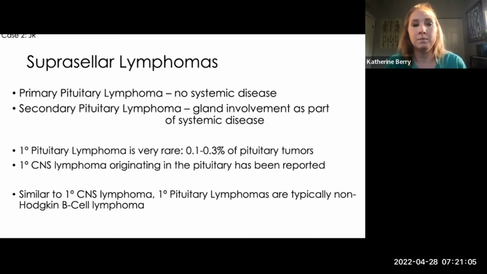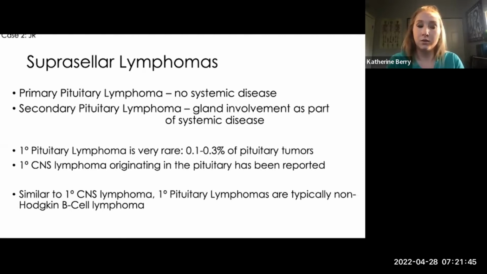And I just want to distinguish, there's a couple ways you can get lymphoma in the CNS. So there's one way you can have a primary pituitary lymphoma, which means you don't have systemic disease, you don't have other CNS involvement, and you just have the pituitary gland with lymphoma. This is very rare. You can also have secondary pituitary lymphoma, meaning the gland is involved as part of systemic disease. So when we say primary pituitary lymphoma, that's the one I described, where it's just in the pituitary gland, not anywhere else, including in the CNS. And as I put here, it's 0.1 to 0.3% of pituitary tumors.